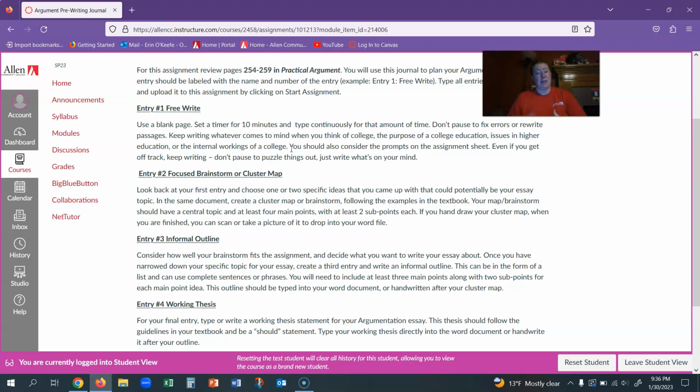And then the second thing you'll do is a focus brainstorm or cluster map. And so a cluster map is going to be that, remember, with the circle in the middle and the branching ideas. You can hand draw this if you want to, and then just take a picture and put the picture in your Word document.